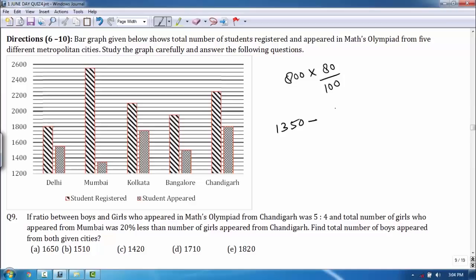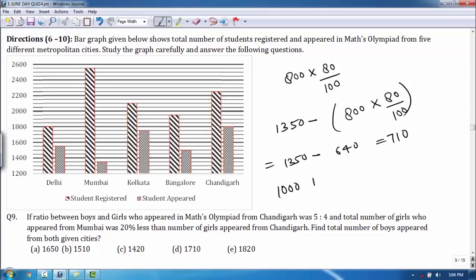So the total number of boys who appeared in the Olympiad from Mumbai will be 1350 minus 800 into 80 upon 100. So this gives us 1350 minus 640 is equal to 710, which is the number of boys who appeared in the Olympiad from Mumbai. Now the required number of boys will be 1000 plus 710, that will be equal to 1710. That is the required answer.